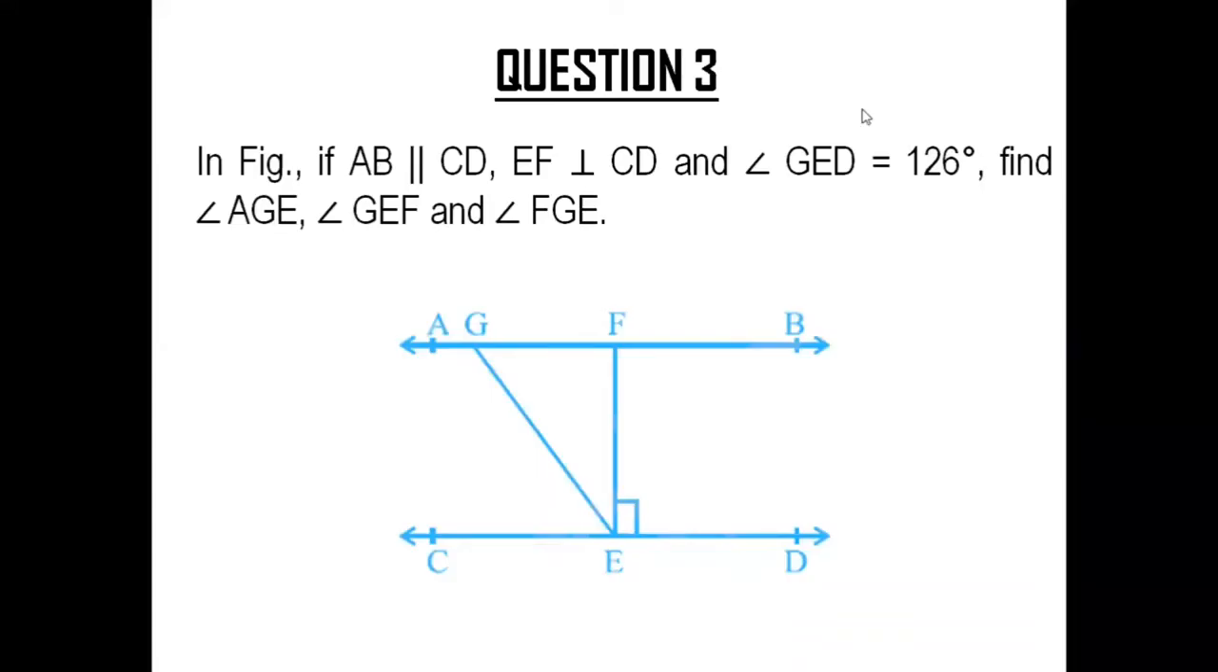Let us now look into question number 3, which says that in the figure, if AB is parallel to CD and EF is perpendicular to CD and angle GED is equal to 126 degrees, find angle AGE, angle GEF and angle FGE. Let us quickly get to the solution of question number 3.